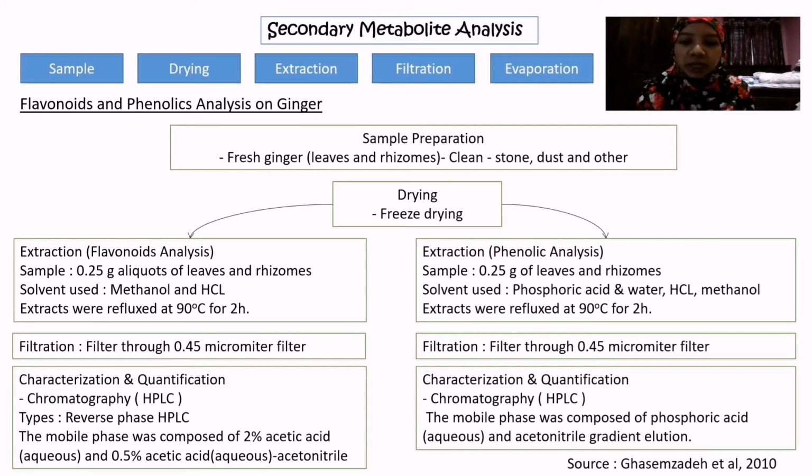While for phenolic analysis, the method of extraction is the same as flavonoid analysis. Then filtration, and for separation, HPLC was used, and solvent A for mobile phase is phosphoric acid. For solvent B is acetonitrile, gradient elution.